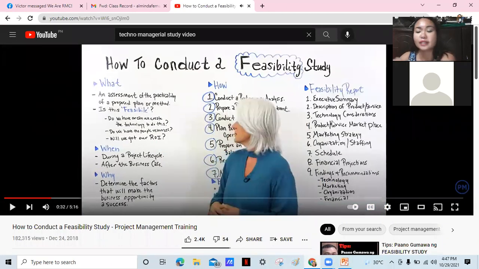Okay, so as you can see, meron talagang parts of the feasibility study in making the report. Kaya ito yung mga executive summary, yung description, technology or product service, marketplace, marketing strategy, organization, schedule, financial projections, at saka mga findings and recommendations. So, ito yung dapat ninyong i-report in your feasibility study.